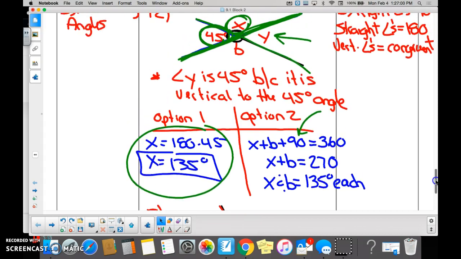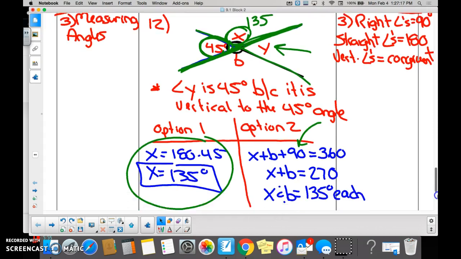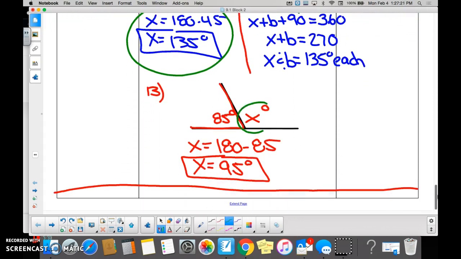Okay, last thing then. If you calculated X at 135, what is B? 135. Because why? Because they are vertical angles. We know they're congruent, but they're congruent because they are vertical. And then the last thing, why is X 95 degrees? Can somebody explain really quickly why X is 95 degrees?